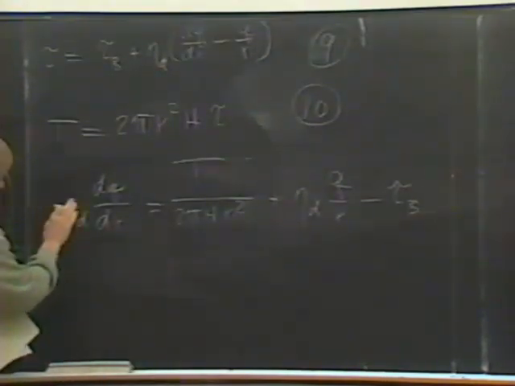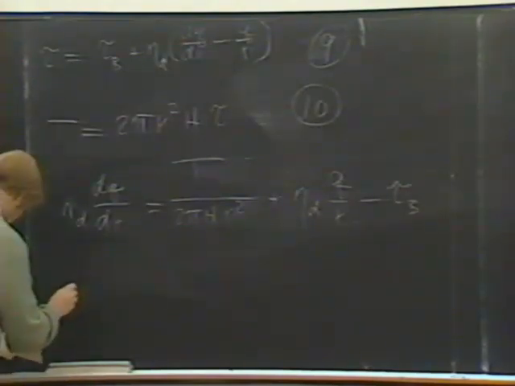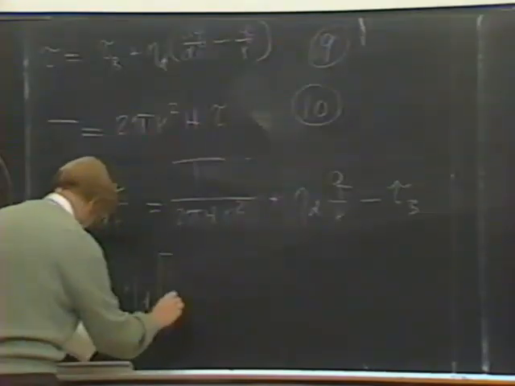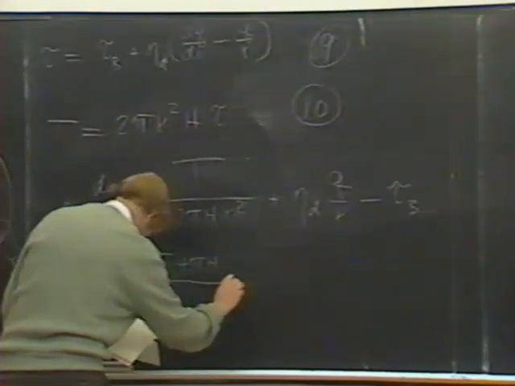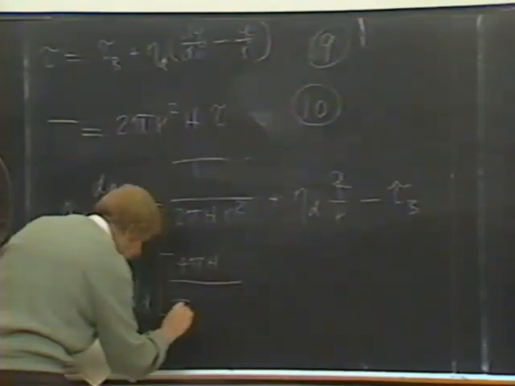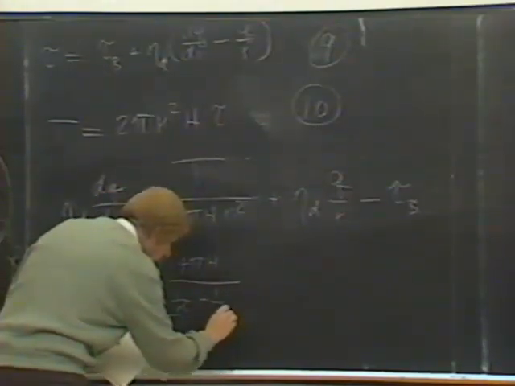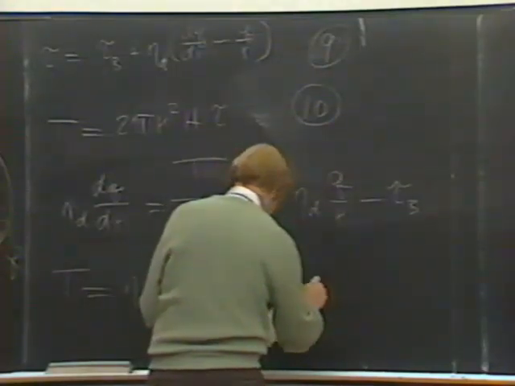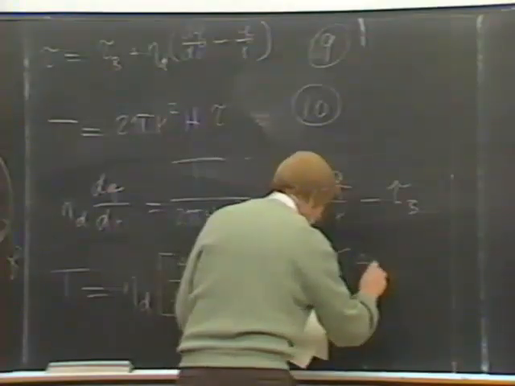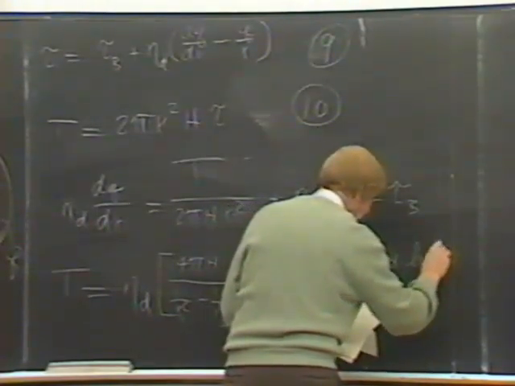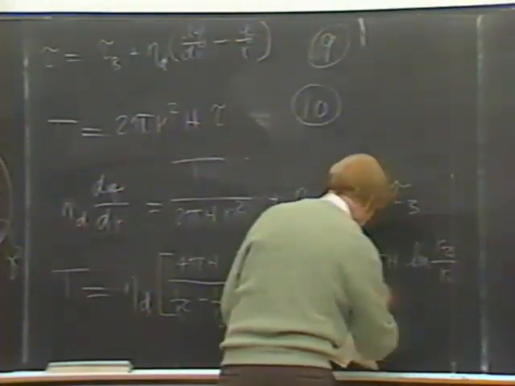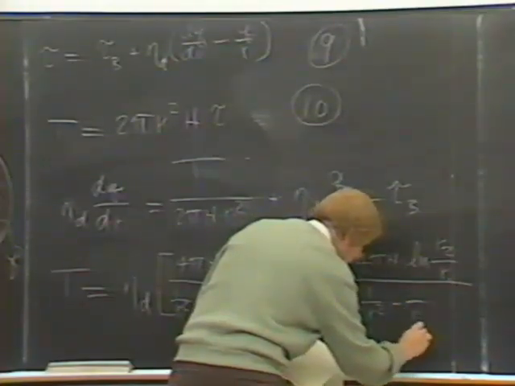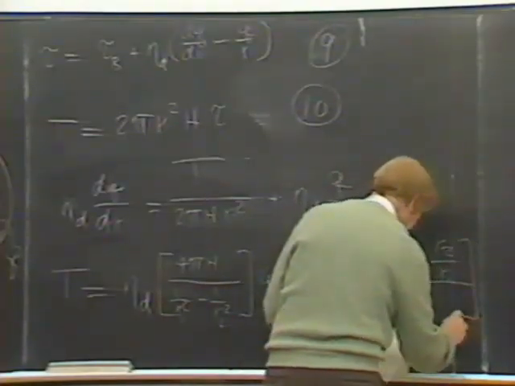If we integrate this, we can write the torque, and solve for the torque, is equal to eta sub d times 4 pi h divided by 1 over r1 squared minus 1 over r2 squared, times omega 2, plus 4 pi h log of r2 over r1 divided by 1 over r1 squared minus 1 over r2 squared, all times tau sub b.